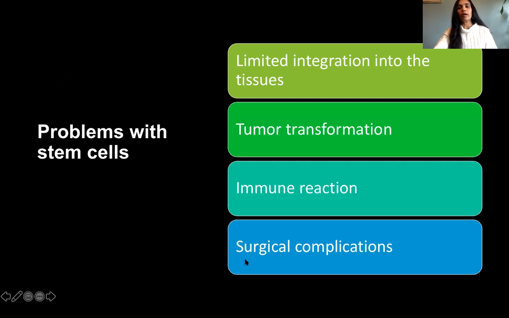From here, we know that stem cells are very useful and have high potential to treat diseases, but at the same time, there are some side effects like limited integration into the tissue. Sometimes they can also cause aberrant growth, forming tumors. They have immune reactions, and there are surgical complications associated.